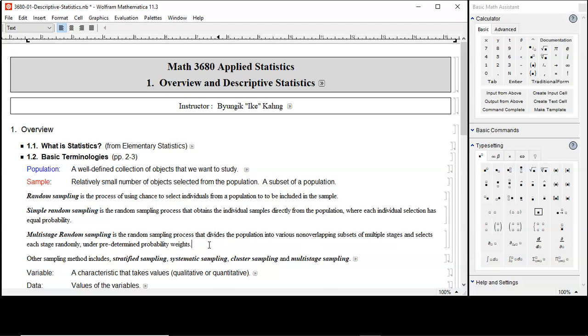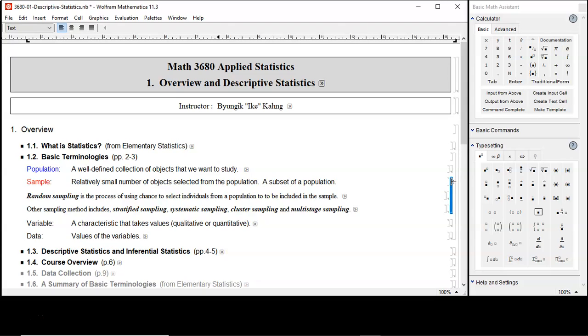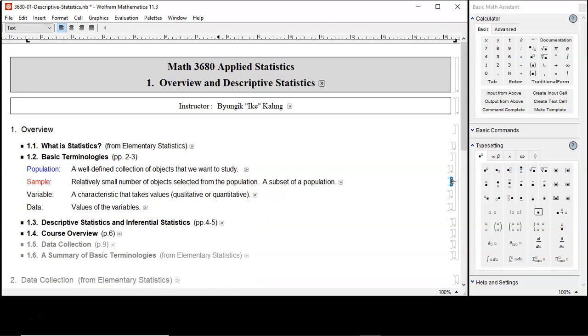Multi-stage random sampling has many different components, each of which is simple random sampling, and then they are weaved together through some high-level mathematics. And we need some stochastic process there, so it's not something we can cover at the undergraduate level. At the 3000 level, we're going to study only simple random sampling. Okay, so much for population and sample.